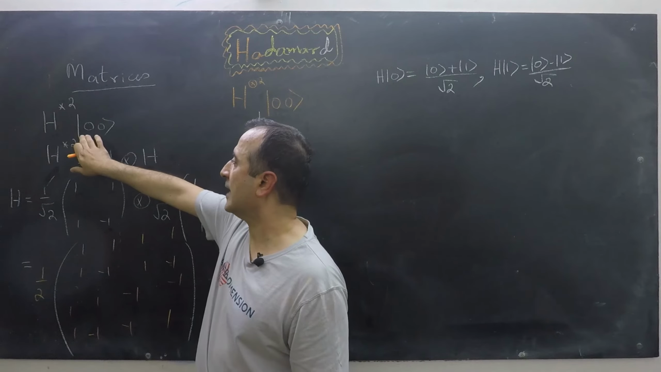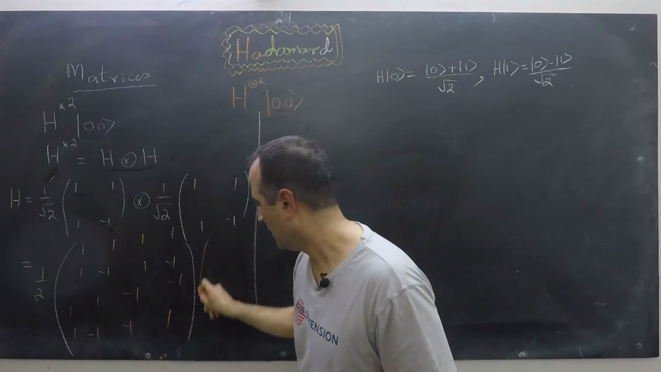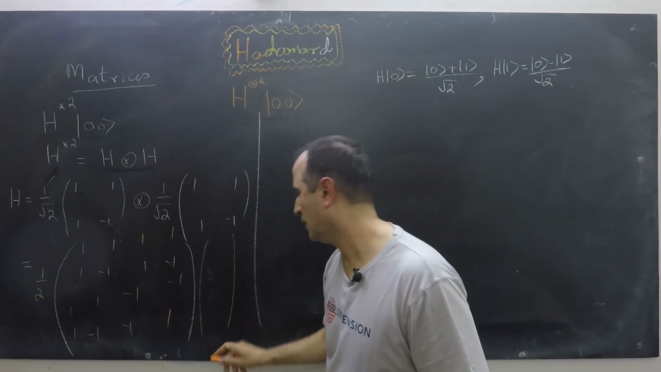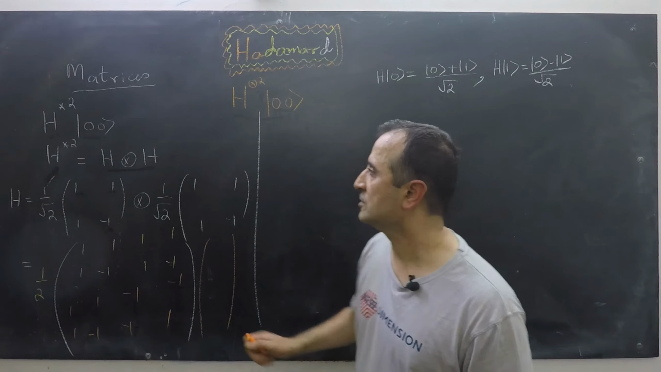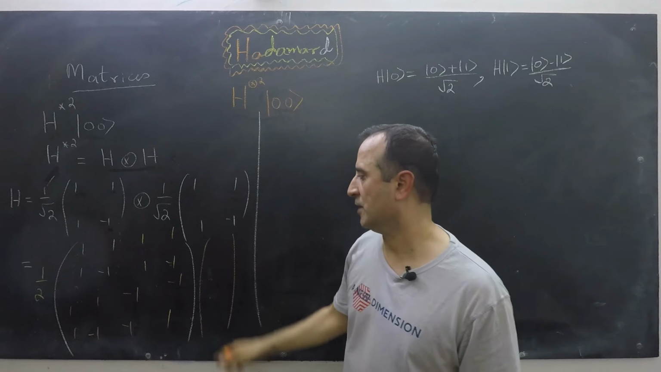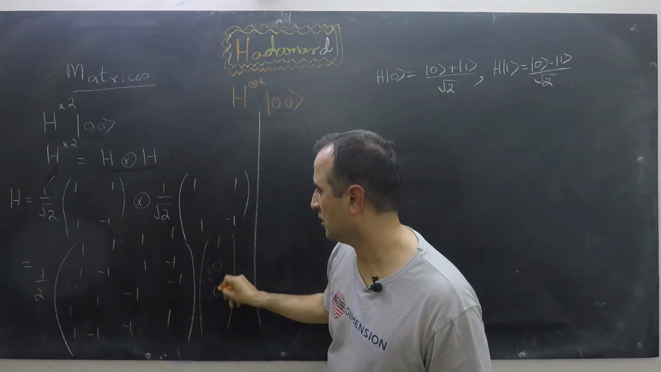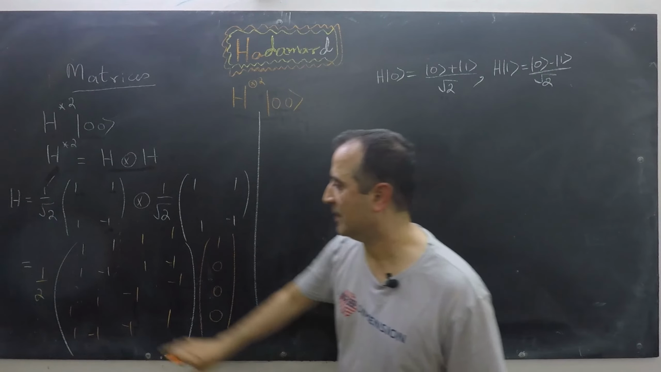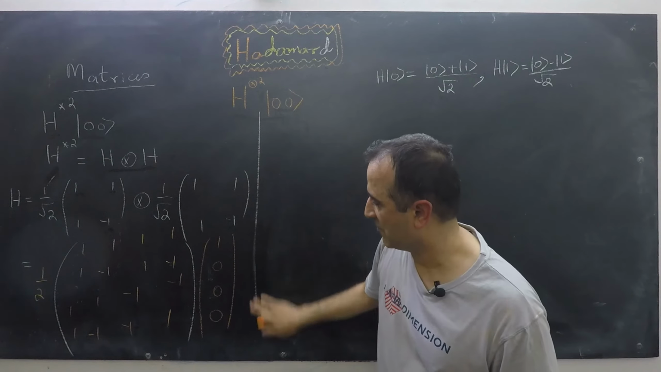Now ket 00 is a 4-dimensional vector whose first entry has 1 and the rest of the entries have 0 in it. So we will have here 1, 0, 0, 0. Now we multiply this matrix with this vector and we will have our final result.